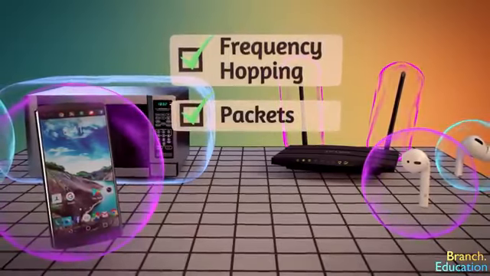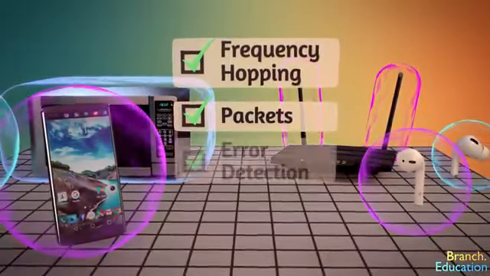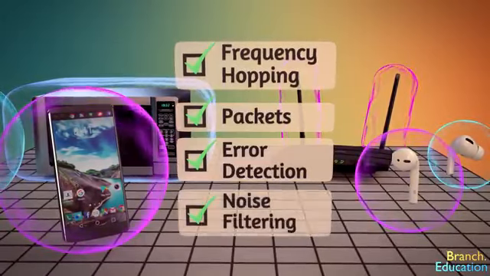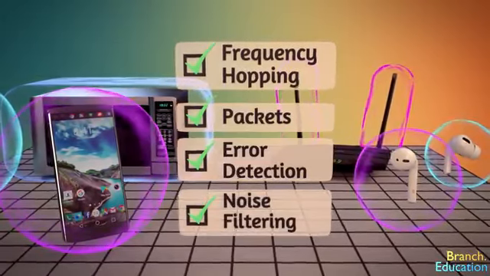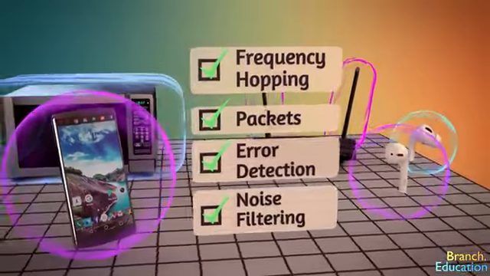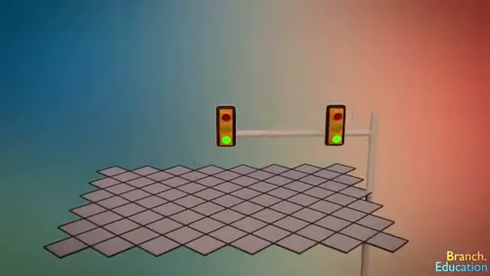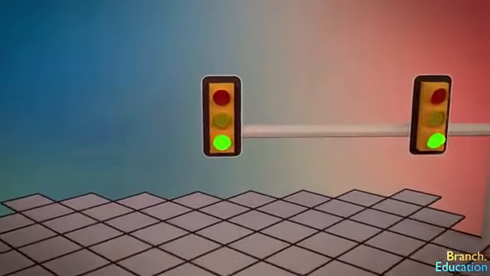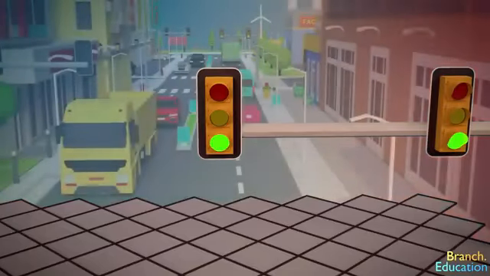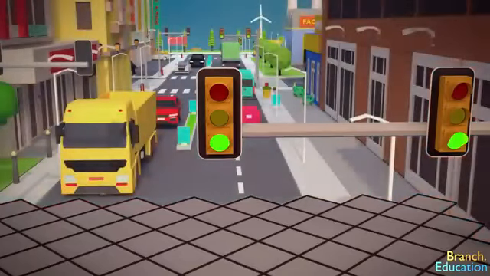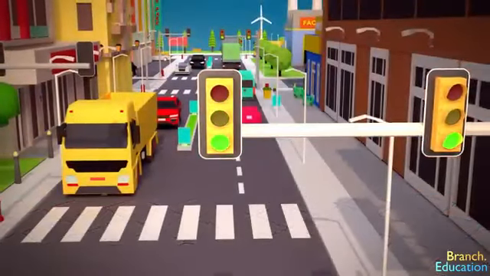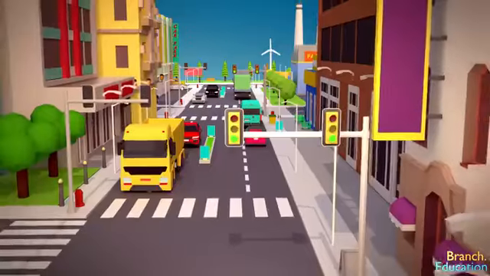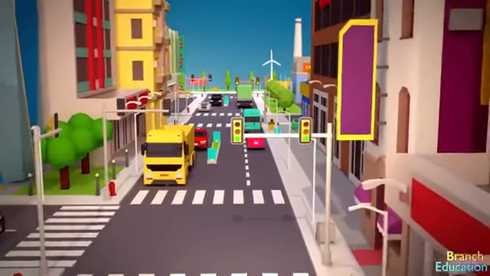In addition to that, Bluetooth also utilizes bits for detecting errors, and the circuitry in your smartphone filters out unwanted noise. For a non-technical understanding of this, let's go back to our traffic light analogy. When you're driving and you see a traffic light, it's not like that's the only thing you can see. Your eyes perceive a rather complex scene filled with tons of other objects.